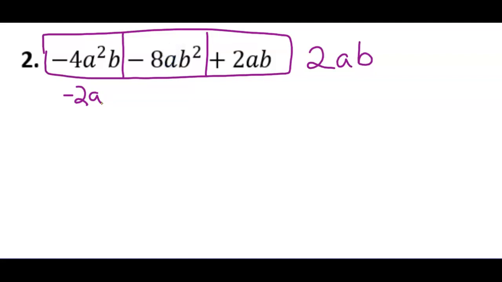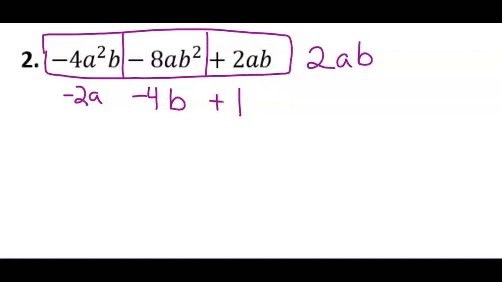Negative 8 divided by 2 is negative 4. A divided by a will cancel. B squared divided by b gives me b. Okay. 2 divided by 2 is 1. A divided by a is 1. B divided by b is 1. 1 times 1 times 1 is 1, and it's positive.